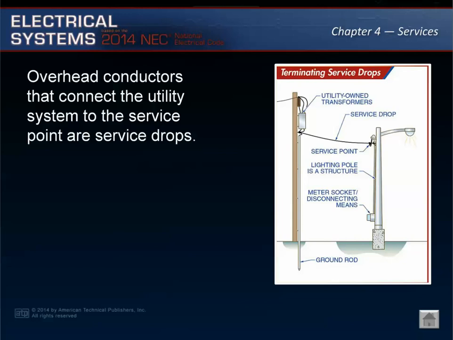In this case, the service point is located at the point where the service drop connects to the service entrance conductors. If, on the other hand, the service point is located at the utility system point of connection, for instance the top of a utility pole, the conductors from the service point to the service disconnecting means on the private pole are overhead service conductors.